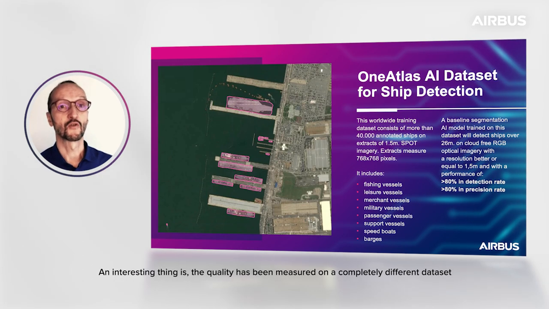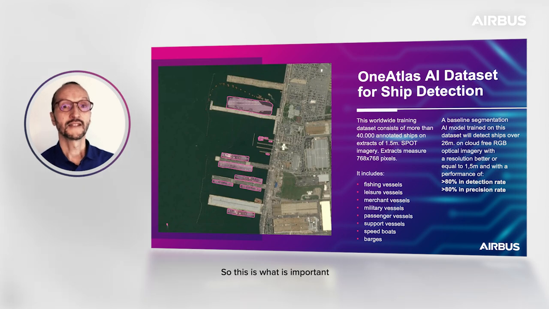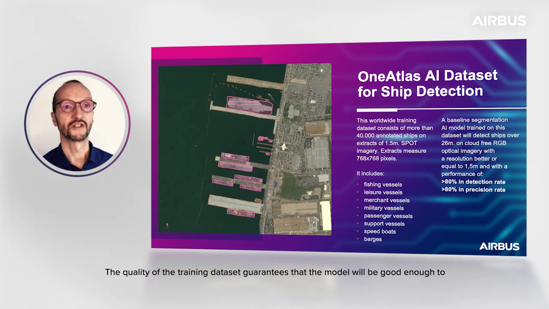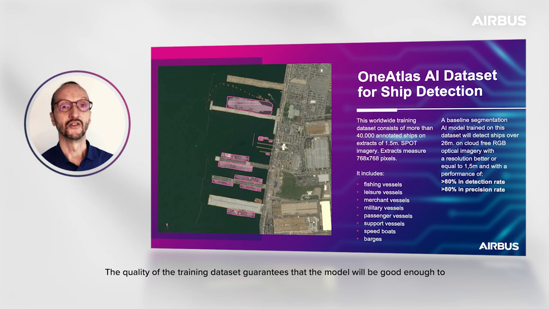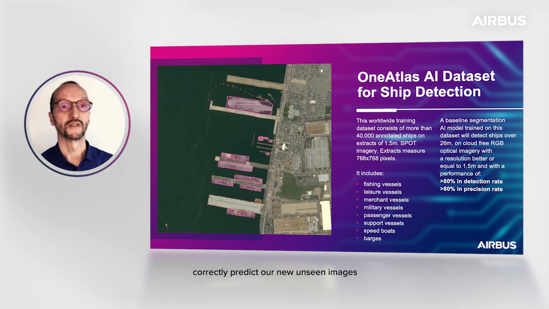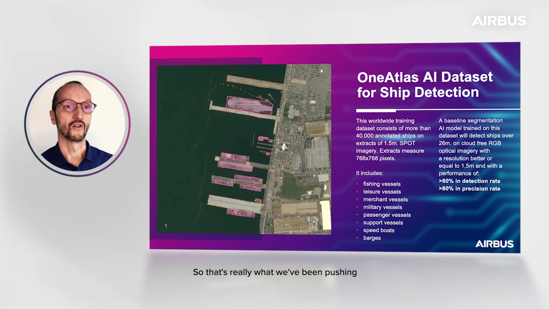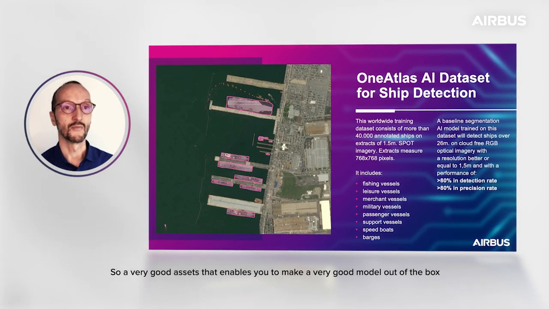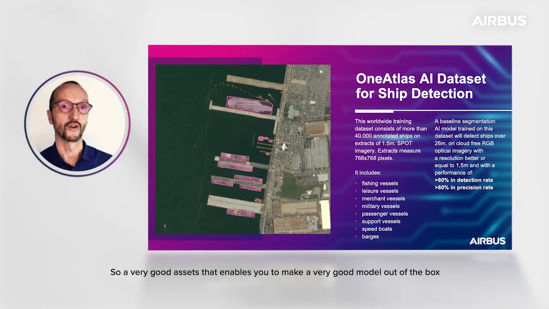The interesting thing is that the quality has been measured on a completely different data set. So this is what is important. The quality of the training data set guarantees that the model will be good enough to correctly predict on new, unseen images. That's really what we've been pushing: a very good data set that enables you to make a very good model out of the box.